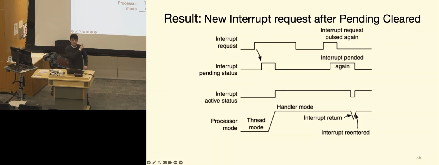This one, the pending state was pulled up normally, as would normally be done, which is caused by the rising edge of the interrupt request. Are we clear on these? Any questions? Okay, yes. Go back to what?